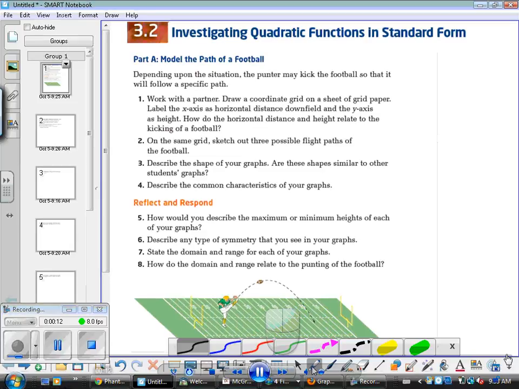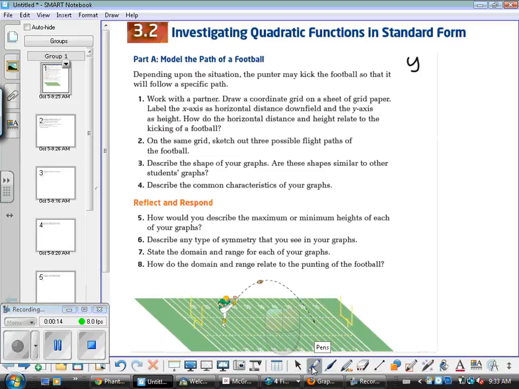Okay, this is section 3.2. It's investigating quadratic functions in standard form. And in 3.1, we looked at vertex form. Just writing it right here, vertex form is a times (x minus p) in brackets squared plus q. That's a really useful form of the equation. You have a that tells you whether it opens up or down and how wide or narrow it is. And you have p and q that are the coordinates of the vertex.